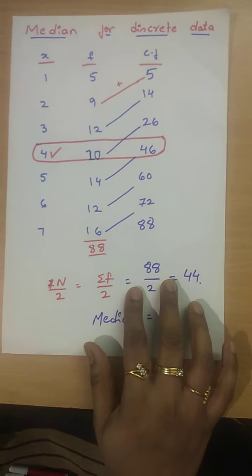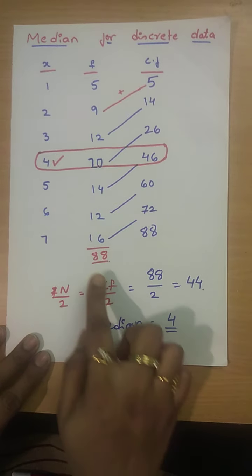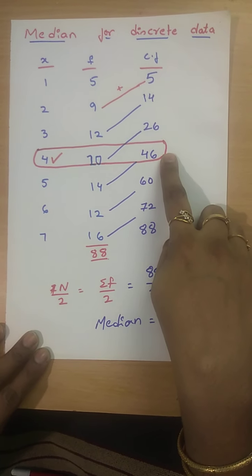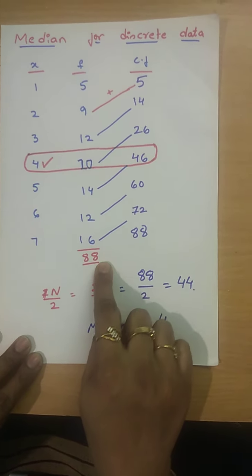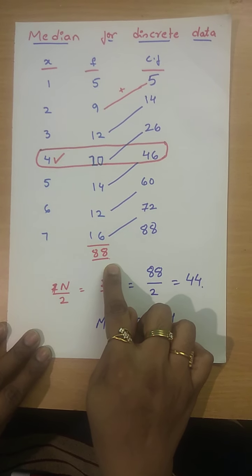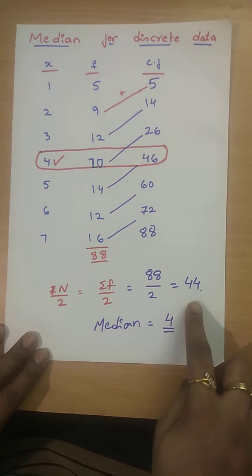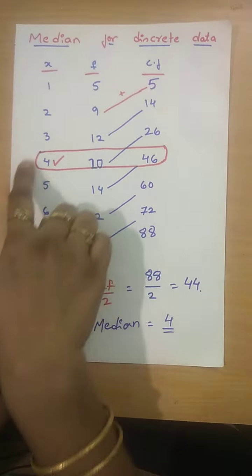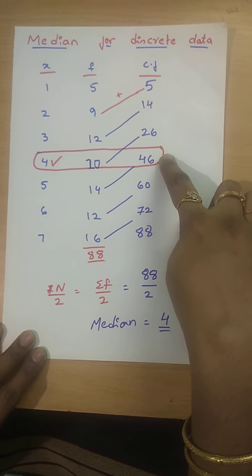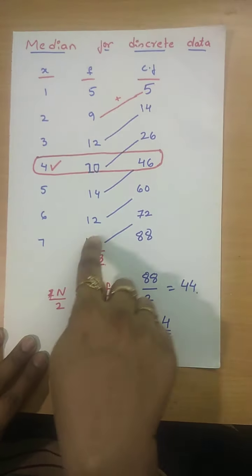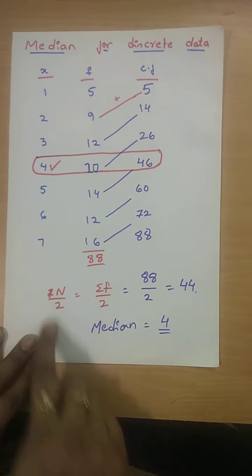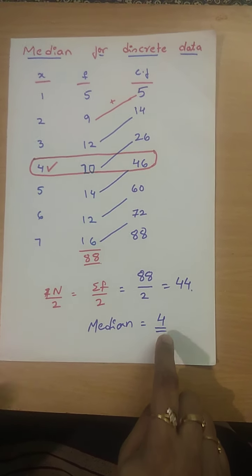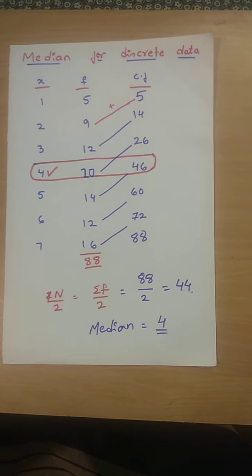For this discrete data, we need to find the median class first. For that we need to find the frequencies, and frequencies divided by 2, which is equal to 44. So we need to find the median class. This is the median class and the median of this data will be 4. Answer is 4. Median of this data is 4. Hope it's clear to you.